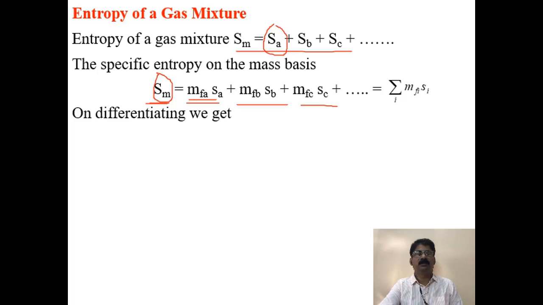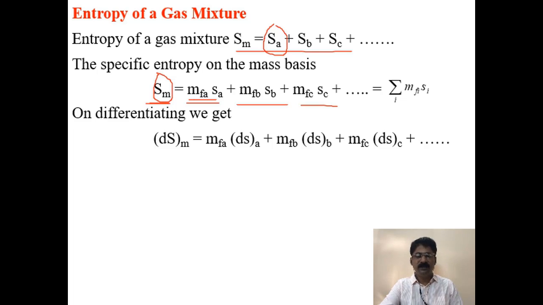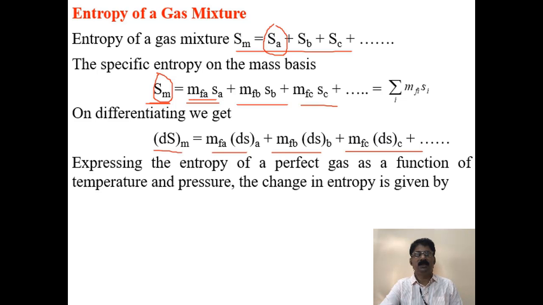So this also becomes specific entropy only. Now on differentiating, you will get dsm is equal to mfa into dsa plus mfb into dsb plus mfc into dsc, and so on.